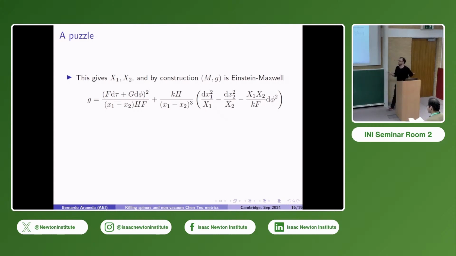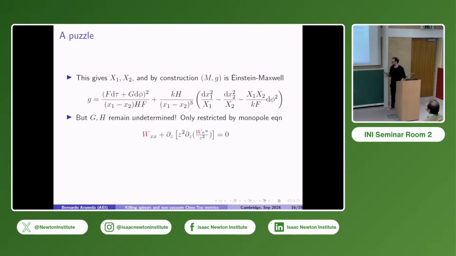So again, you don't need to solve anything else. Well, in some sense, but by construction, equivalence to the equation implies that this is Einstein-Maxwell. But there are unknowns in the metric. There are still functions which have not been determined. These G and H are essentially the same as some of the total variables, W and A and so on. And the only constraint here is the monopole equation. It was this thing that comes from the top operation.